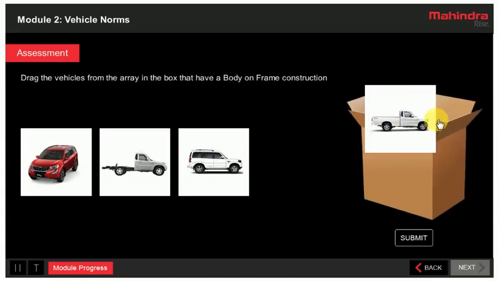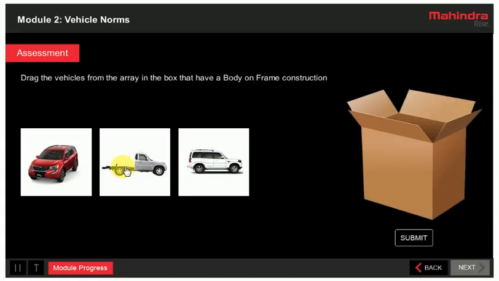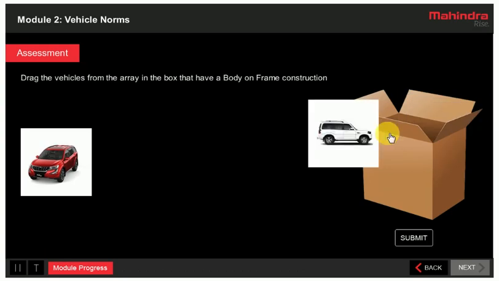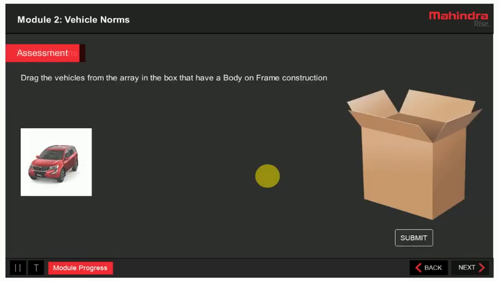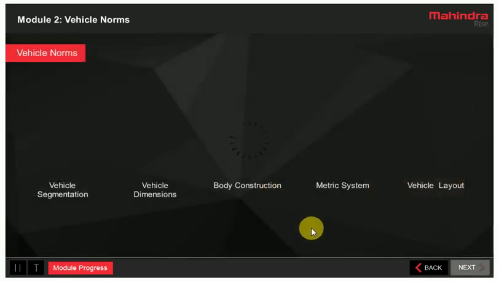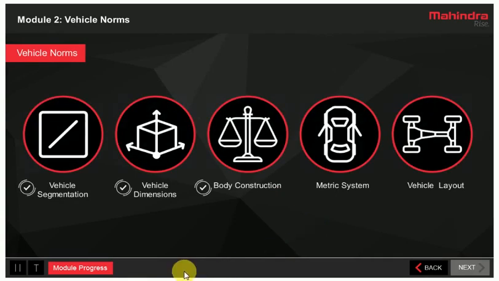Select the vehicles from the array that have a body-on-frame construction. Click on any subsection to learn more about it.